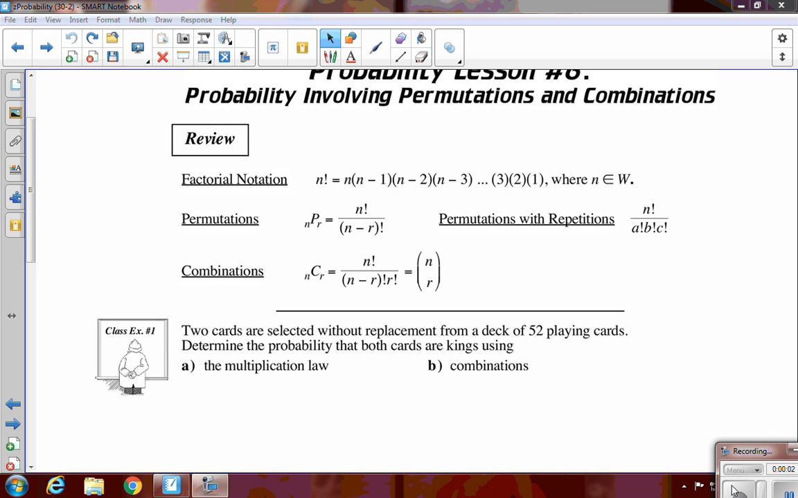All right. This is our last lesson for 30-2, so you guys should be happy. And this is tying perms and coms in with probability, and this is why we kind of left it now, because it all comes into play.